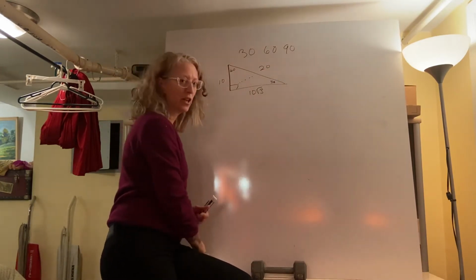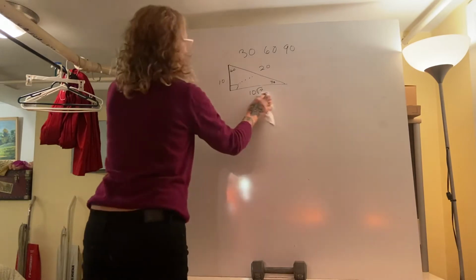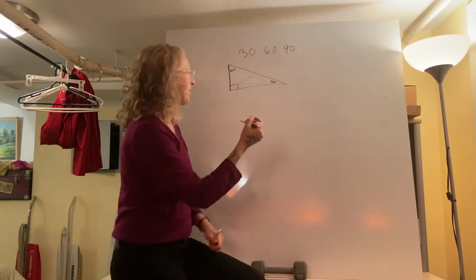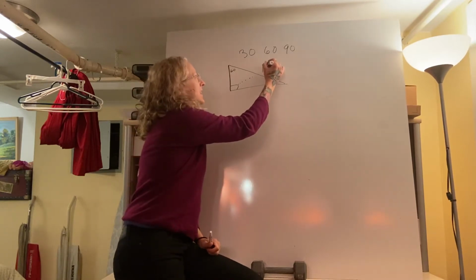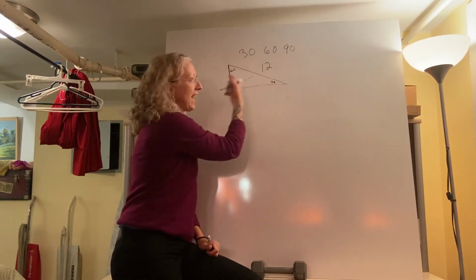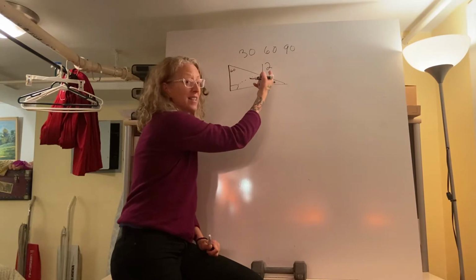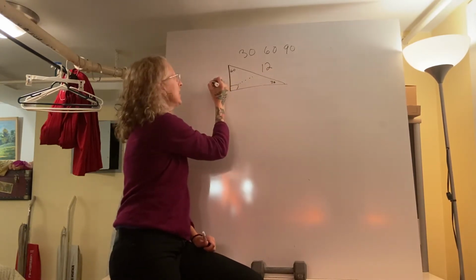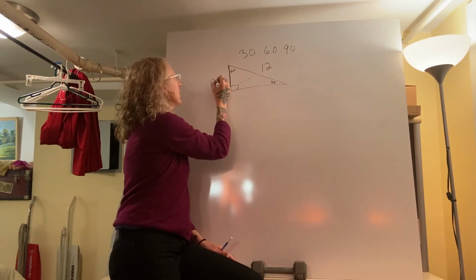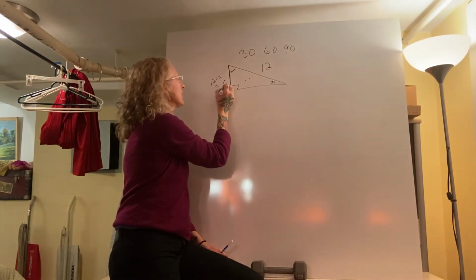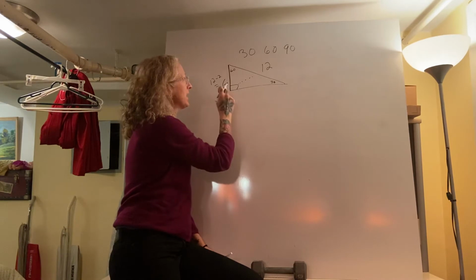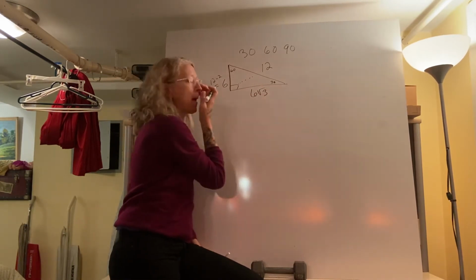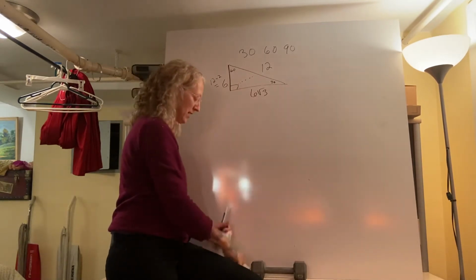That's all well and good if you're given A, right? Let's say you're given C. So if I'm given C, let's say C is 12. To find A, I divide C by 2. So A is going to be half of C, or 12 divided by 2, which equals 6. And then B is going to be 6 times the square root of 3. They're all the same relationship all the time.